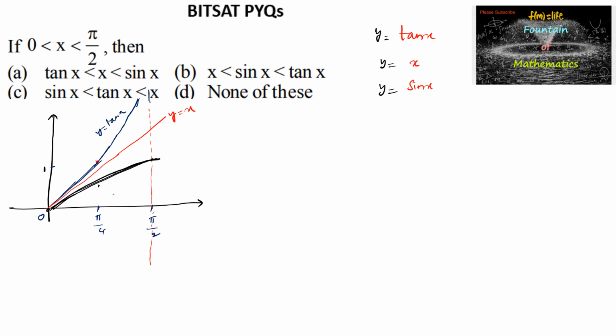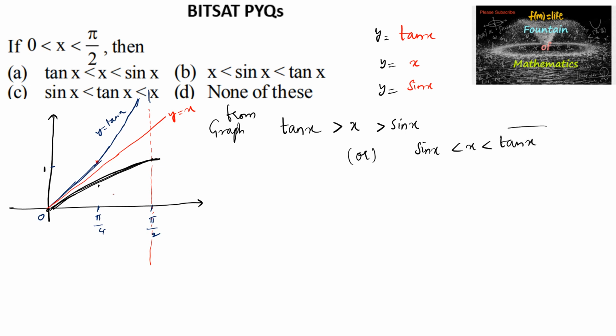And clearly from the graph we can say tan x is greater than x, x is greater than sin x, or we can say sin x is smaller than x and x is smaller than tan x. So by graph we can say sin x is smaller than x is less than tan x, which is none of this. We can go with option D.